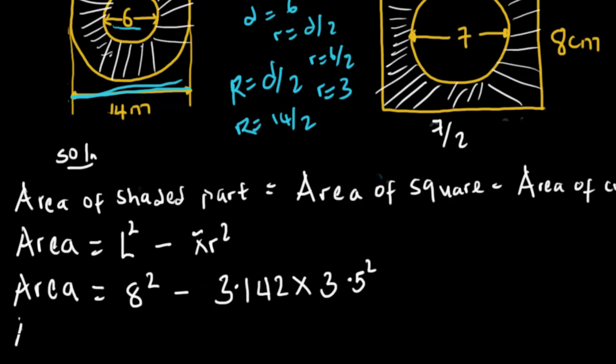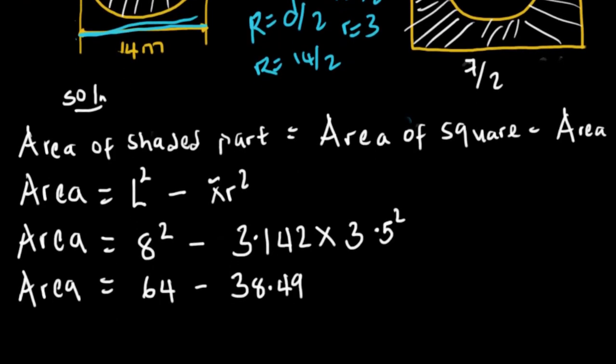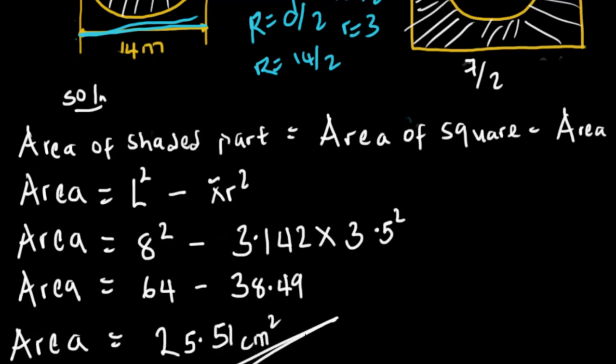Does this make sense? It means area equals to 8 square is 8 times 8, 64. Minus, now we've got 3.142 times 3.5 times 3.5. And that will give us approximately 38.49. It means that area of the shaded part equals to 64 minus 38.49 is 25.51 centimeter square. And this is our answer.